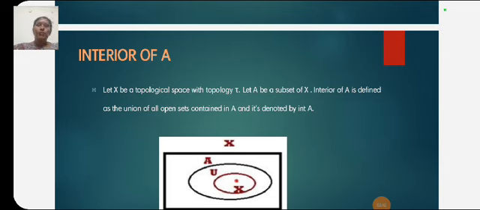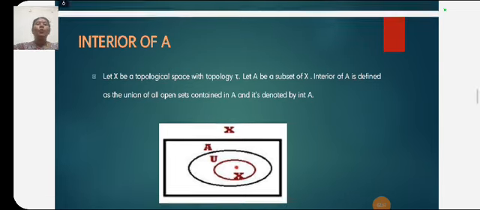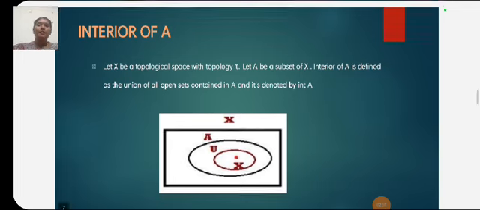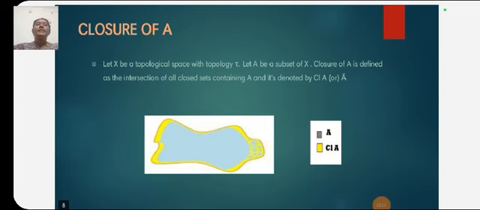Interior of A. Let X be a topological space with topology tau. Let A be a subset of X, and the interior of A is defined as the union of all open sets contained in A, and it is denoted by int A. Closure of A. Let X be a topological space with topology tau. Let A be a subset of X. Then the closure of A is defined as the intersection of all closed sets containing A, and it is denoted by Cl A or A bar.